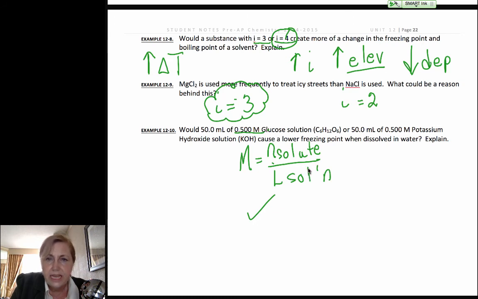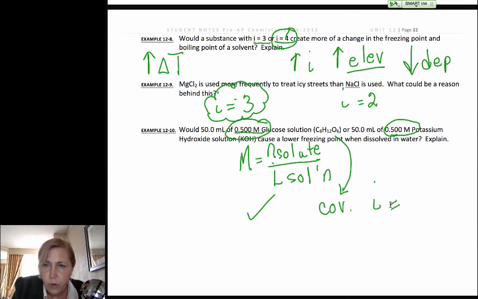All right. Now, since these both have the same moles of solute per liter of solution, what we want to do is compare I. Well, glucose is covalent. It's molecular covalent. And I is equal to 1 for all molecular covalent. You don't dissociate a covalent. I know some students will add up 6 and 12 and 6, but we're not breaking this into carbons, hydrogens, and oxygens. It stays as glucose intact. Don't dissociate covalent molecules. So I is equal to 1.